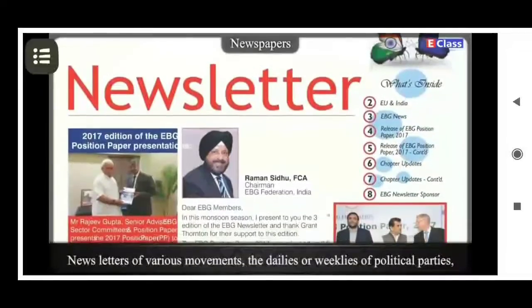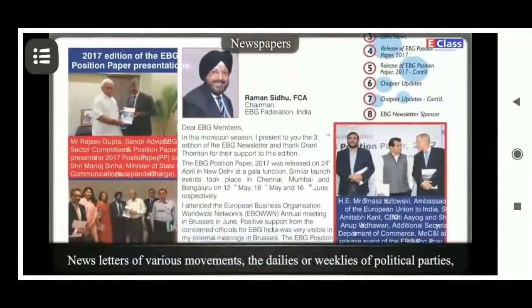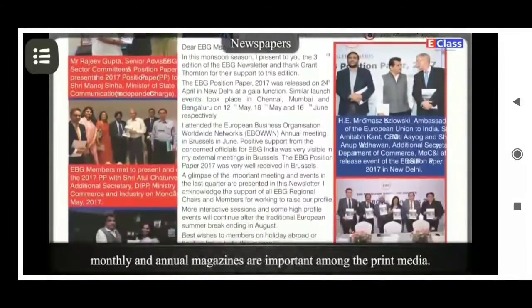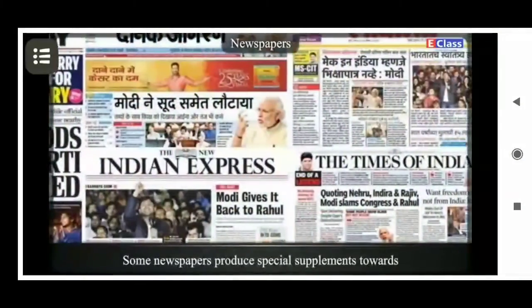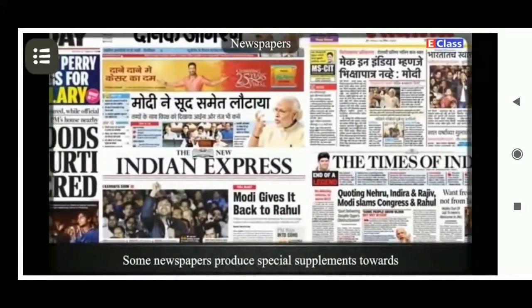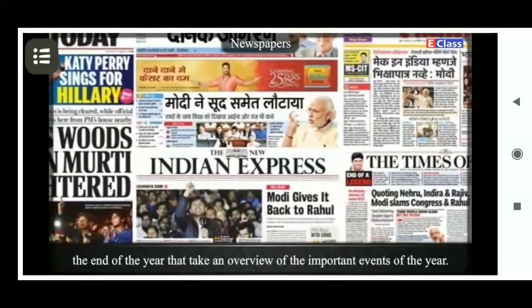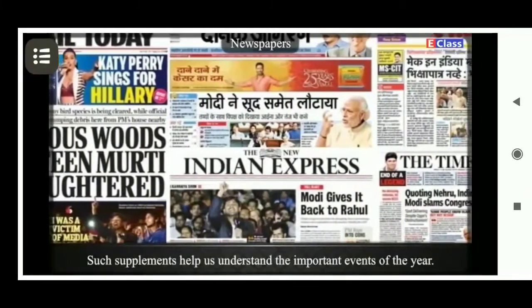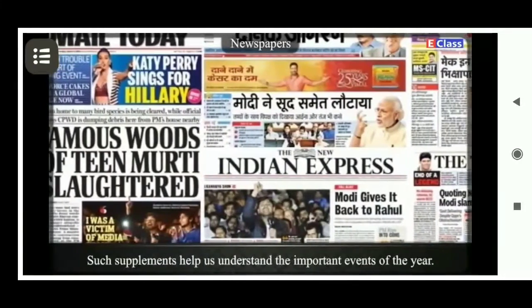Newsletters of various movements, the dailies or weeklies of political parties, monthly and annual magazines are important among the print media. Some newspapers produce special supplements towards the end of the year that take an overview of the important events of the year. Such supplements help us understand the important events of the year.